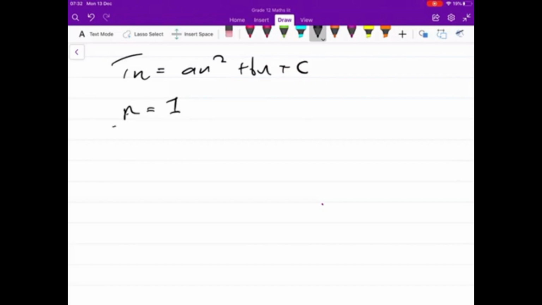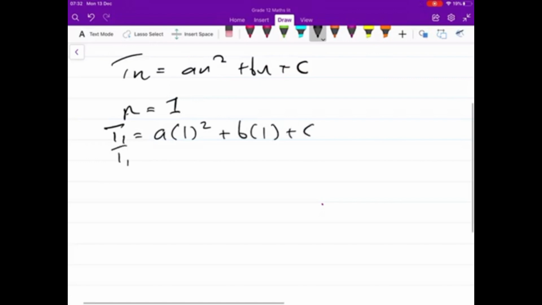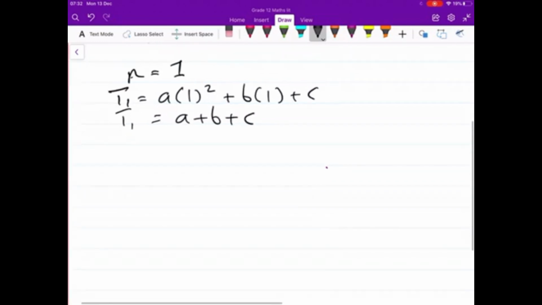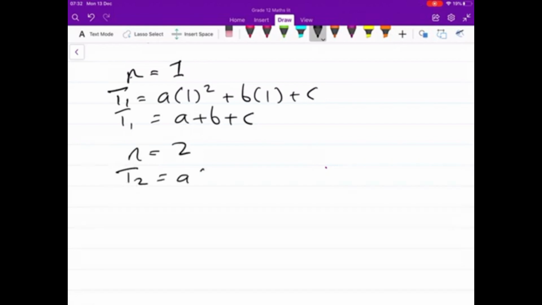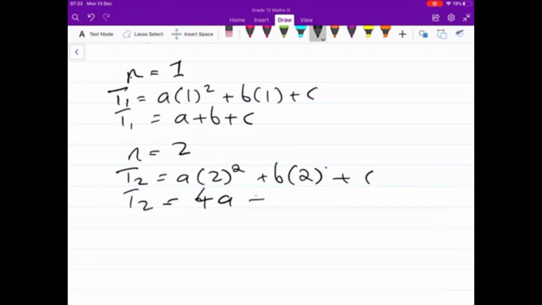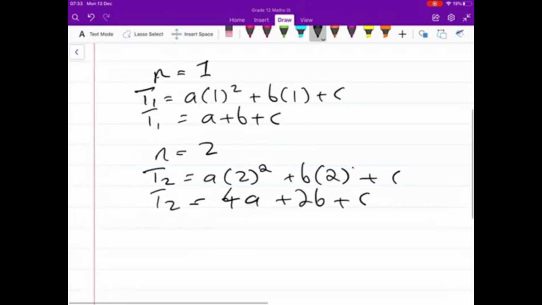Well, if you substitute n equals 1, the first term is a(1) squared plus b(1) plus c. So t1 is given by a plus b plus c. Now let's see when we substitute n equals 2. This is t2 equals a into 2 squared, plus b multiplied by 2, and then plus c. So t2 equals 4a plus 2b plus c, because 2 squared is 4.